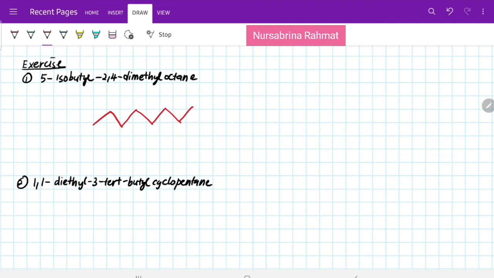At carbon number 2 we have a methyl, so methyl here, and at carbon number 4 we have another methyl, so this is 2,4-dimethyl. At carbon number 5 we have isobutyl, so that means here it's C1, 2, 3, 4. So that is your isobutyl. So that is your 5-isobutyl 2,4-dimethyl octane. Let's move on to the second exercise.